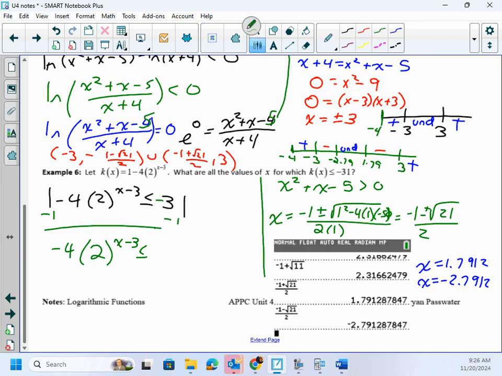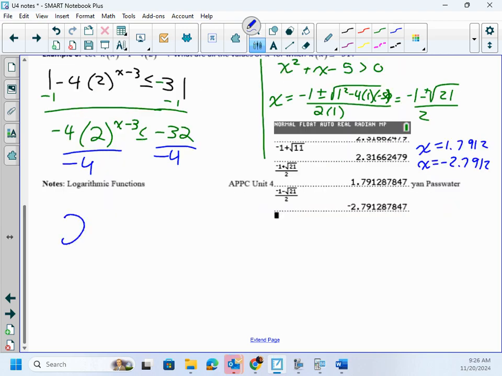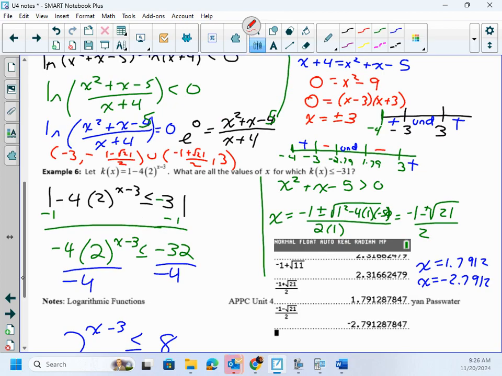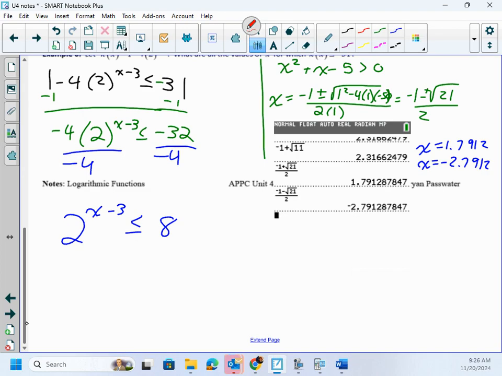I knew something was wrong. Which makes this negative 32. So I'm going to divide by negative 4. FYI, when you divide by a negative sign, your inequality switches, so it becomes 2 to the x minus 3 is greater than or equal to 8, because we divided by a negative sign.